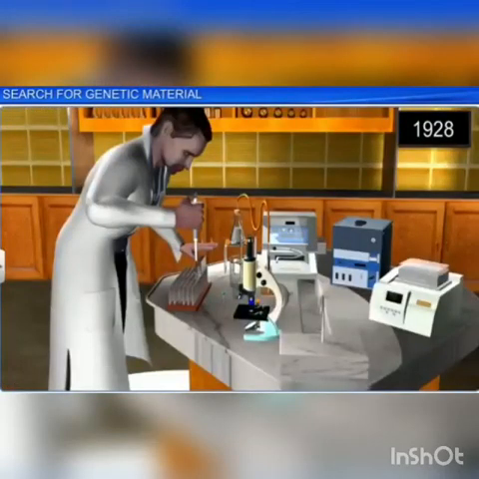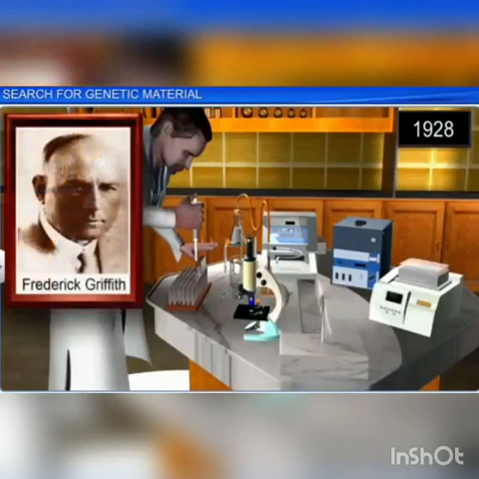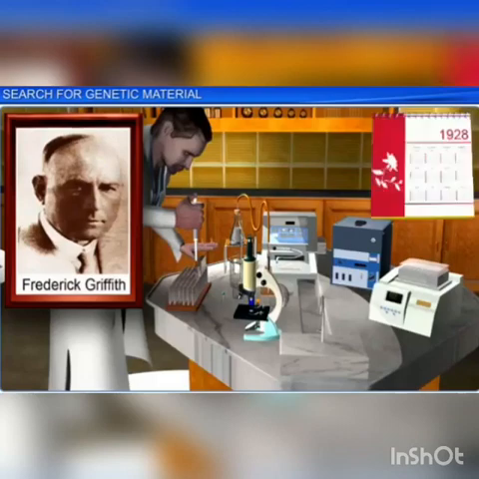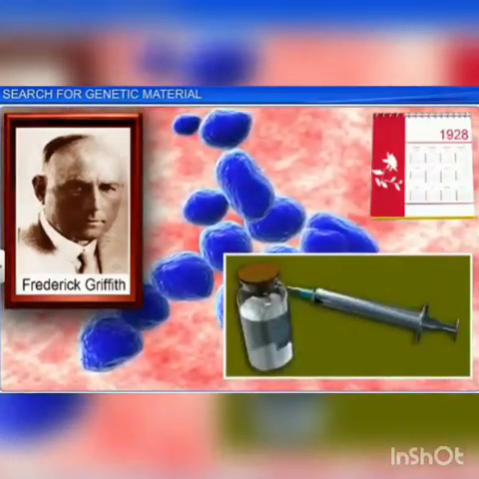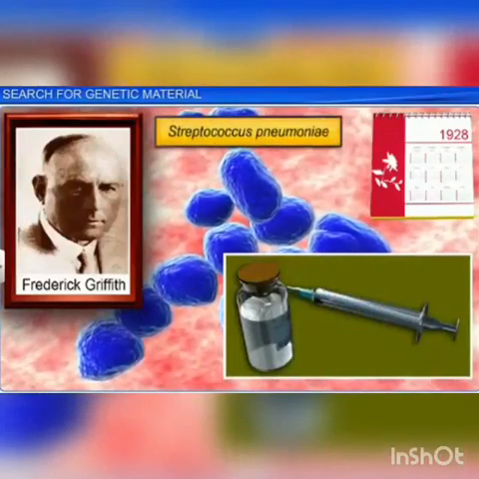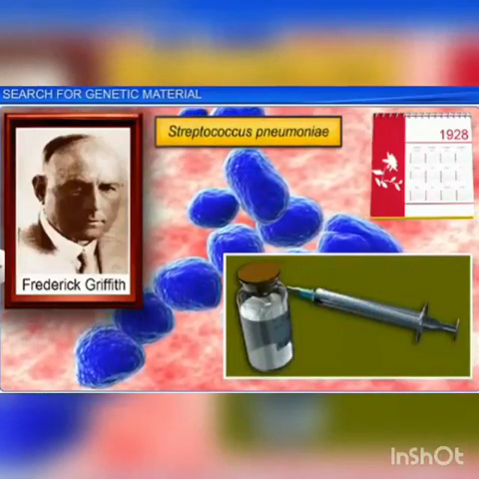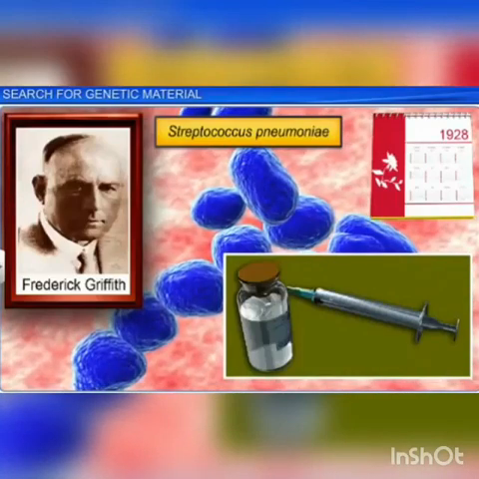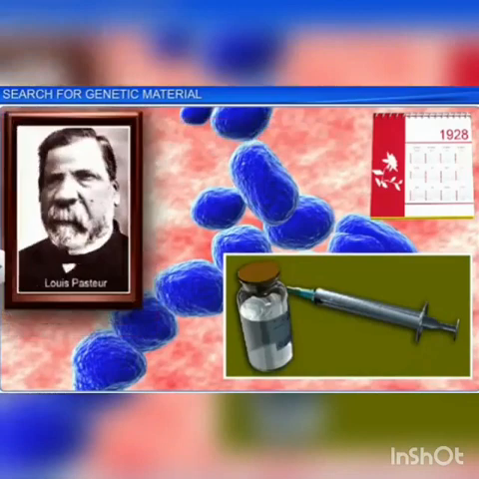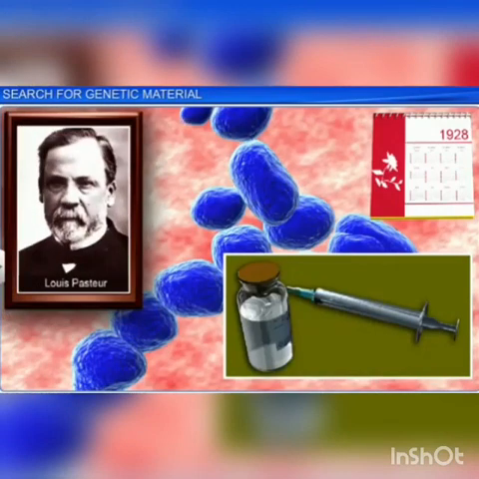In 1928, Frederick Griffith, a British scientist, conducted an experiment and accidentally demonstrated the transformation of genetic material in bacteria. In fact, he was in the process of developing a vaccine against the bacteria Streptococcus pneumoniae that causes pneumonia by inoculating dead microbes, along similar lines of Louis Pasteur's experiments on vaccination.